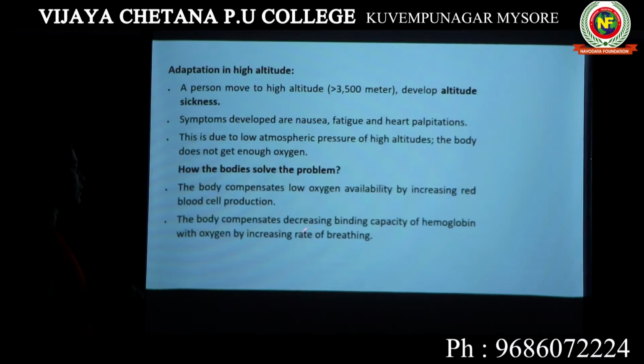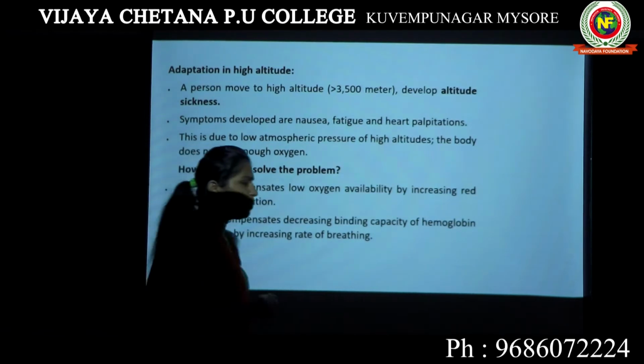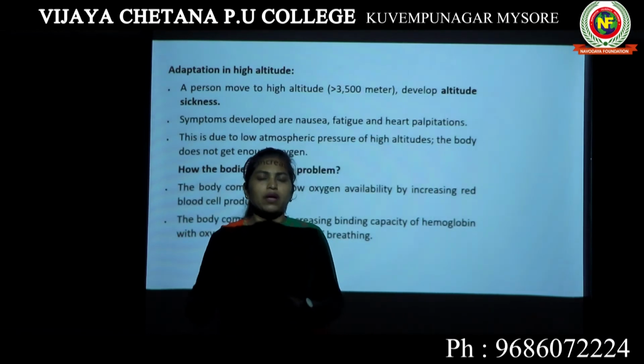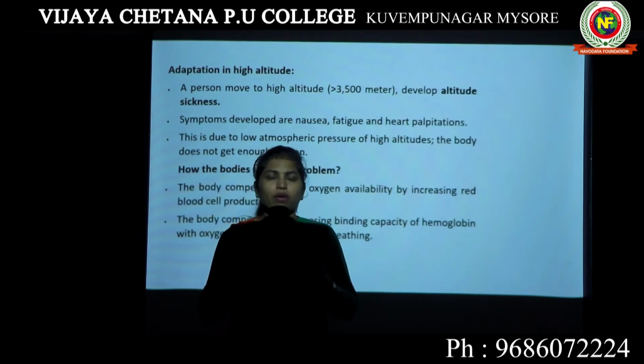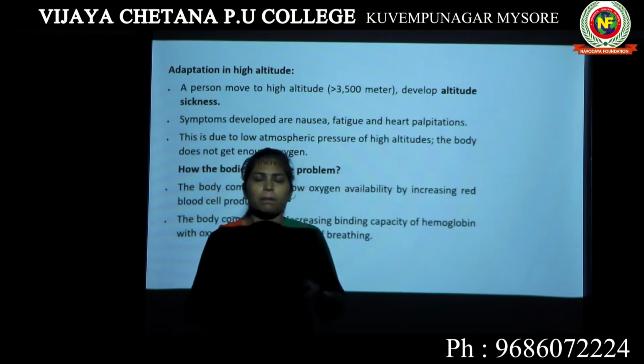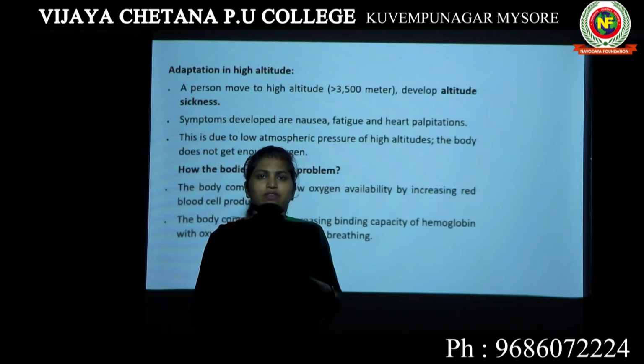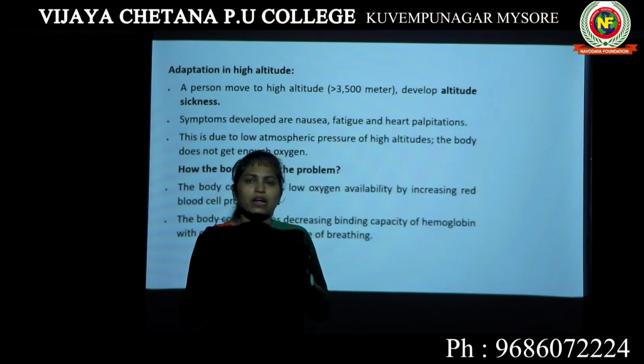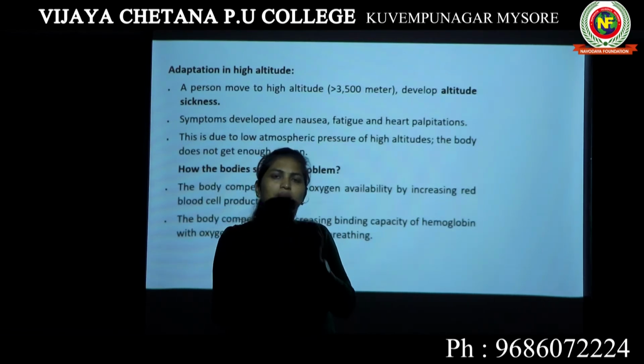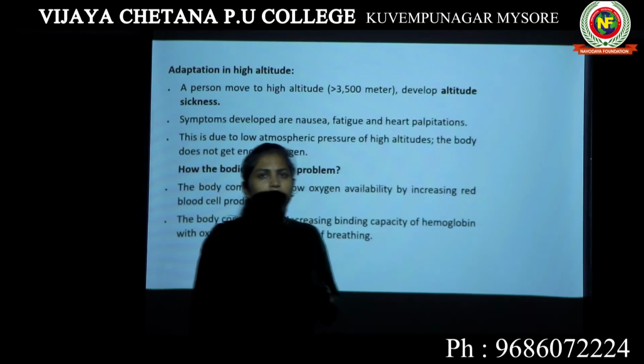The body also compensates for the decreased binding capacity of hemoglobin with oxygen by increasing the rate of breathing. When the body produces more and more RBC, that won't be sufficient. Your body has to increase the breathing rate. The breathing rate should be faster when compared to the normal breathing level. When the breathing rate increases, more and more oxygen enters your body, and you already know there is more RBC production, so there is more hemoglobin. So when you increase the breathing rate, this oxygen which is entering your body through inspiration will associate with the hemoglobin present in the RBC. Then it will do the further actions which are required by your body.